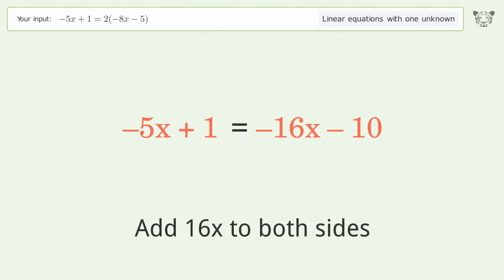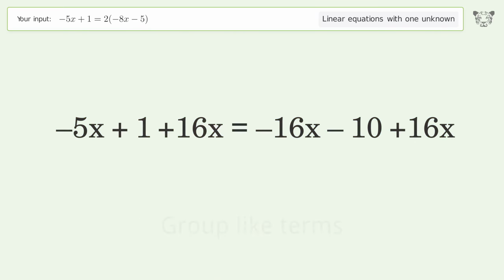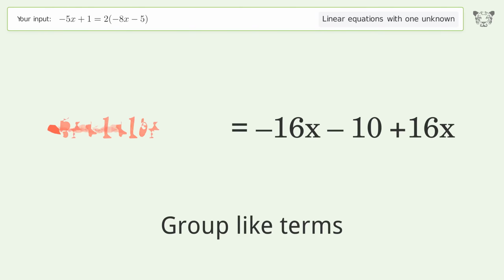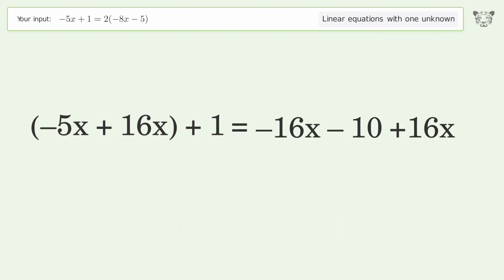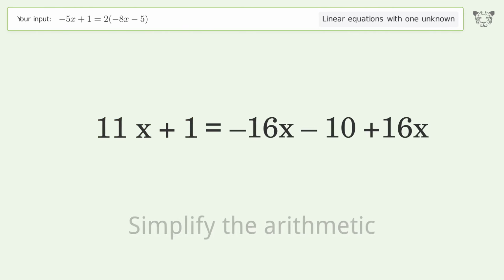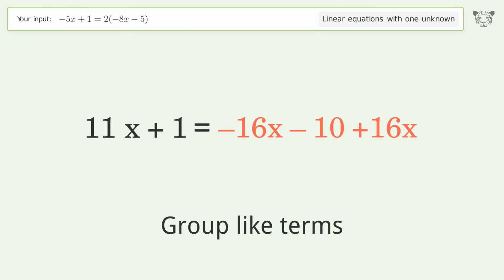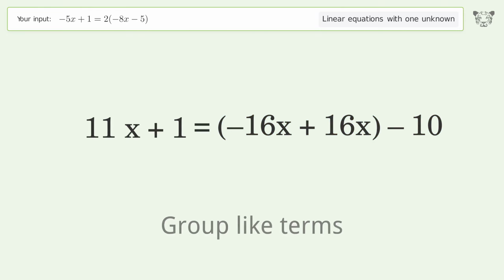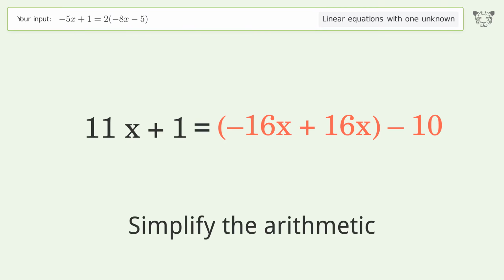Add 16x to both sides. Group like terms. Simplify the arithmetic. Group like terms. Simplify the arithmetic.